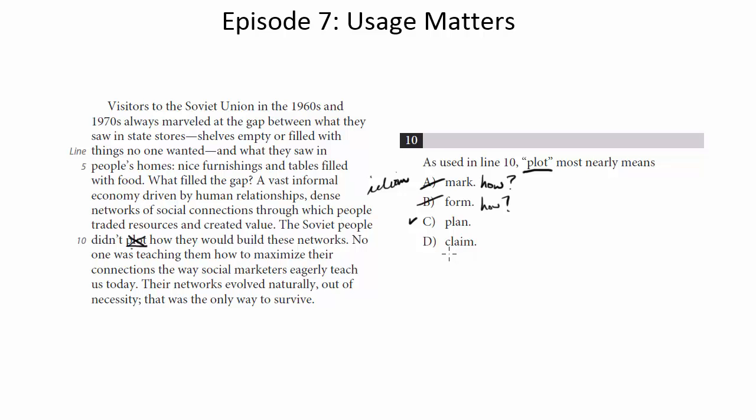About D, the Soviet people didn't claim how they would build these networks. Okay, that works reasonably well too. You can claim, I suppose, how something. It's a bit awkward, but I guess it could work. But more importantly, it's not a synonym of plot, so it doesn't make sense to put it in the sentence based on meaning. So the answer here is C.